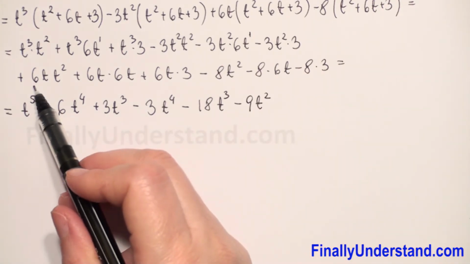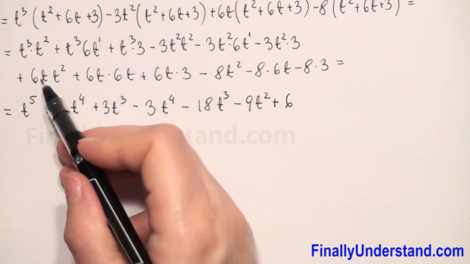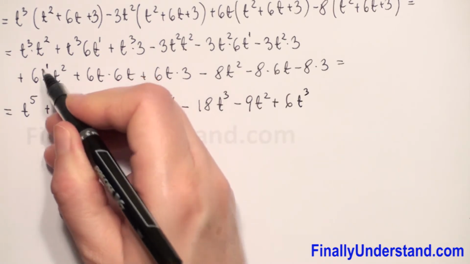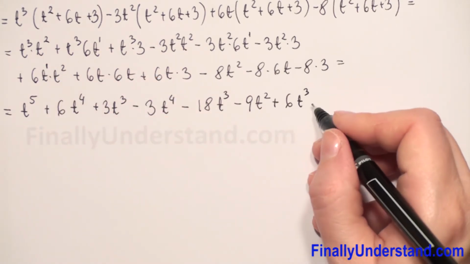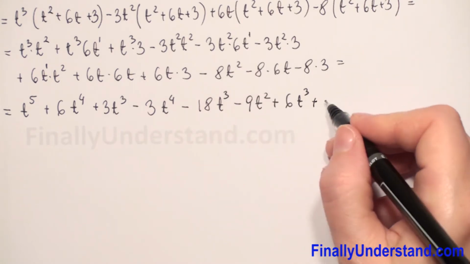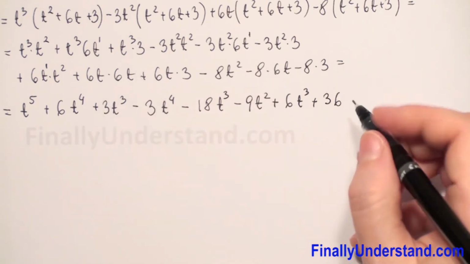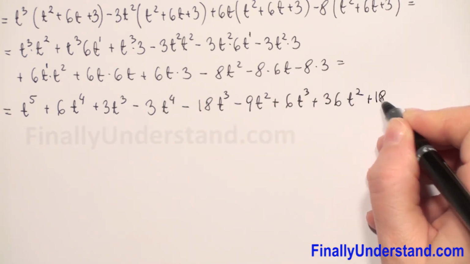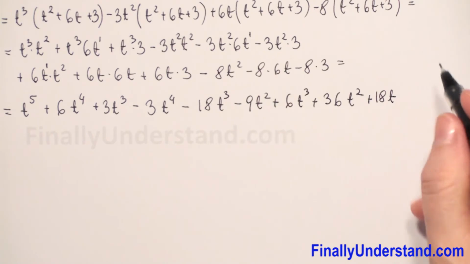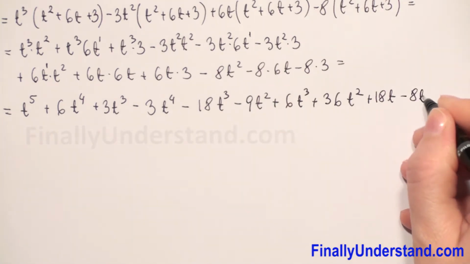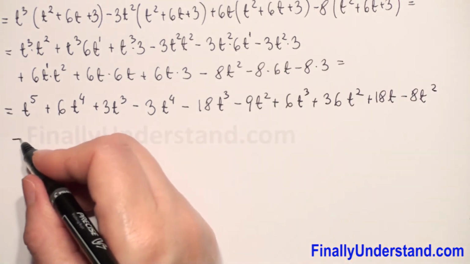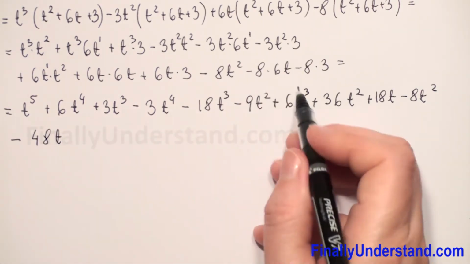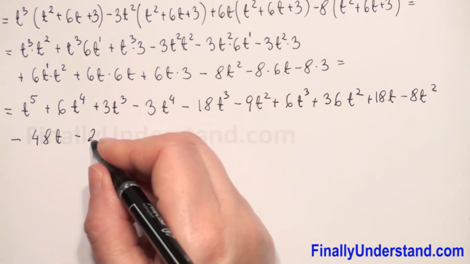And the last row we have plus 6t times t squared. So this is t cubed, invisible 1. We have here 1 plus 2 is 3. Plus we have 6 times 6 is 36. T times t is t squared. 6 times 3 is 18. T we have to copy. And next we have negative 8t squared. Negative 8 times 6 is 48t. And negative 8 times 3 is 24.